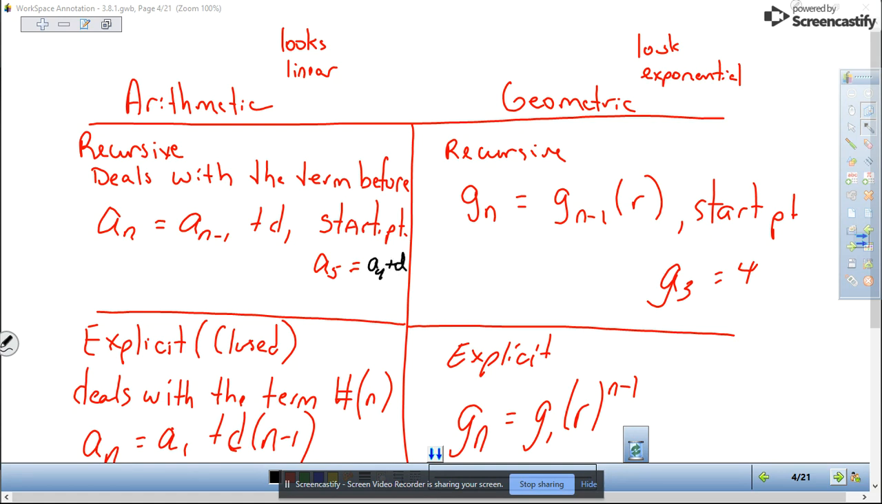Now your common difference could be negative, so in that case it'd be minus d, because you're adding a negative, so that becomes a minus. But either way, that's the basic generic formula for writing it. So this means the term that came before. All right, and then the explicit form, the closed form, is down here.